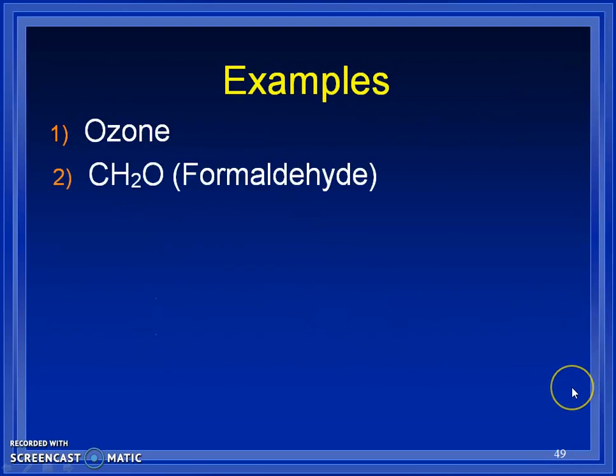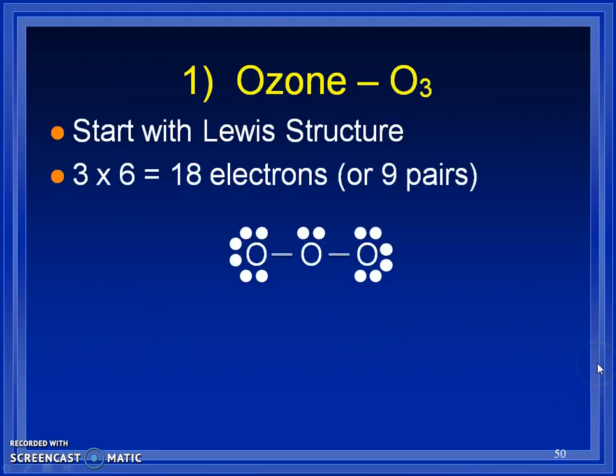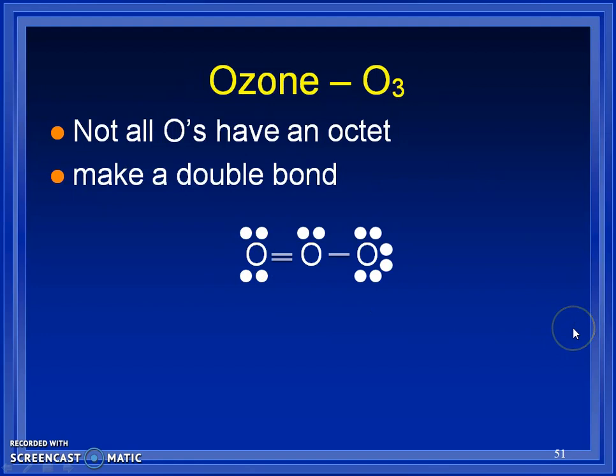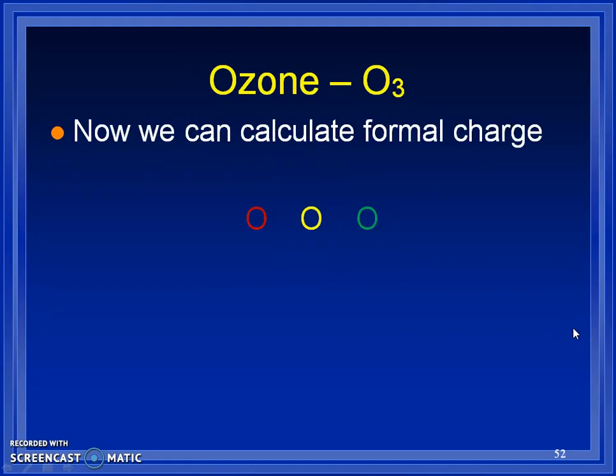So let's do an example. Again, play the video or rewind, whatever you need to do in order to understand the material. So here's ozone. Here's our structure. Now, how do we find the formal charges? Well, oh, I'm sorry. We needed to have that double bond. I apologize. So now let's calculate the formal charge. So first thing is first, valence electrons, oxygens all have 6.